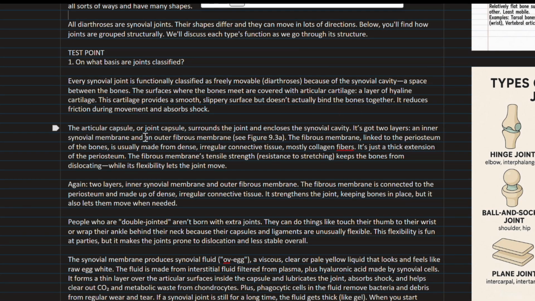Below, you'll find how joints are grouped structurally. We'll discuss each type's function as we go through its structure. Test point 1. On what basis are joints classified?